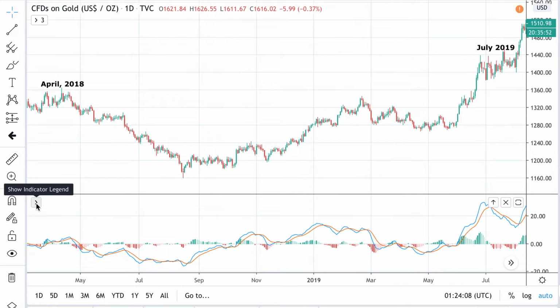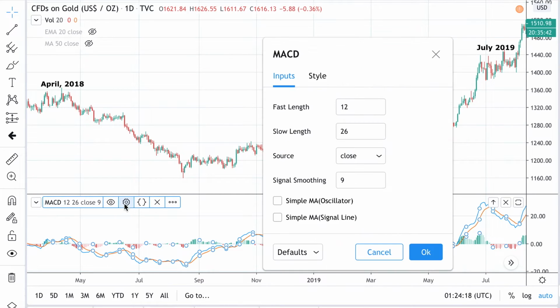You just close the Show Indicator Legend, and you will see the attributes of the MACD, the settings: 12, 26, close, and 9. And if you want to change that, here is the settings menu for you to change. But we're going to use the default setting.